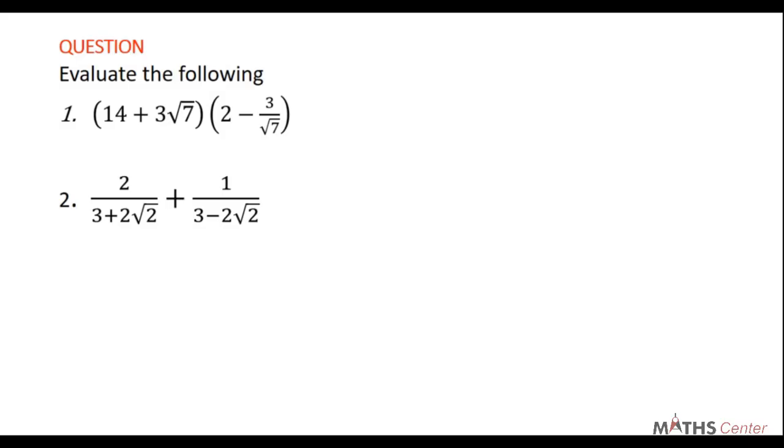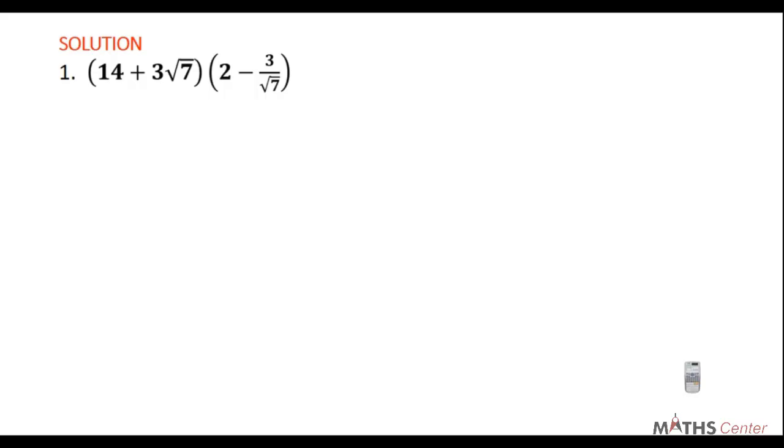We are being told to evaluate the following. We have been given the first and the second question, so we pick them one after the other and solve. The first question that we are supposed to solve is 14 plus 3 root 7 in one bracket, then 2 minus 3 over root 7 in another bracket, and we can see from here that they are multiplying. So as you have been doing, you use the distributive rule here. You distribute what is in the first bracket over what is in the second bracket.